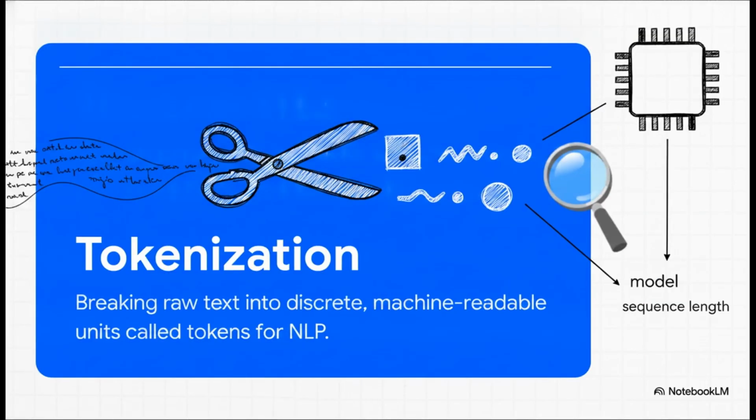Enter tokenization. This is literally the critical first step in natural language processing. It's where raw, continuous text is broken down into discrete, machine-readable units that we call tokens. And the absolutely crucial point here is that tokenization dictates a model's capacity, its sequence length, and its overall processing efficiency. It basically tells the model what kinds of things exist in its universe. If an AI doesn't have a token for something, it is really going to struggle to predict it.